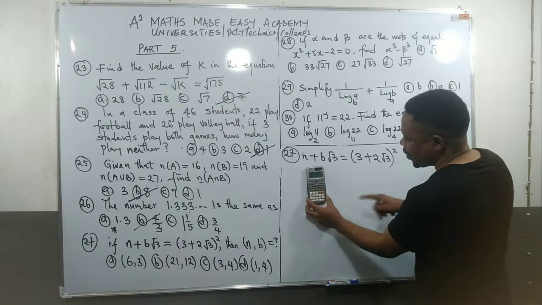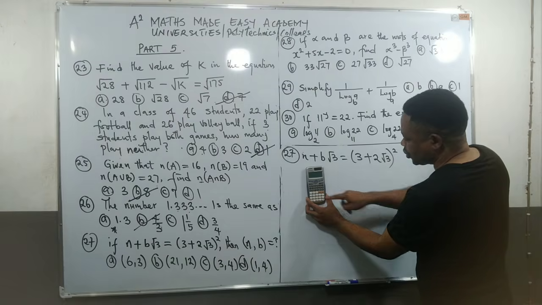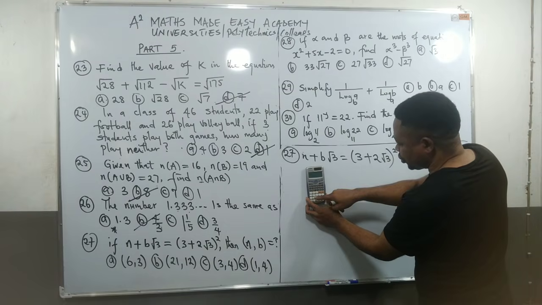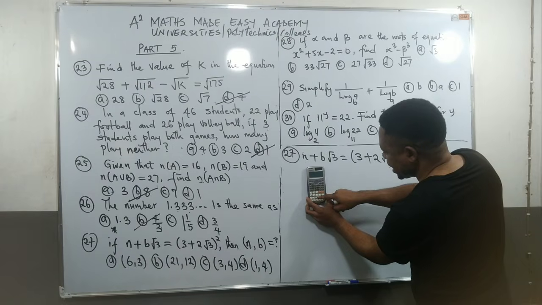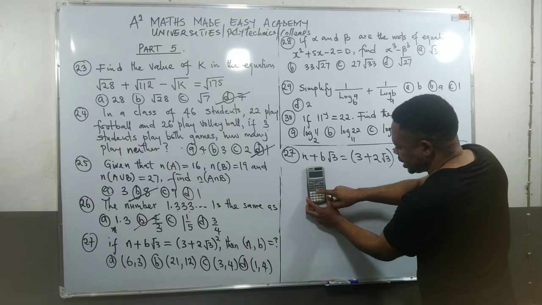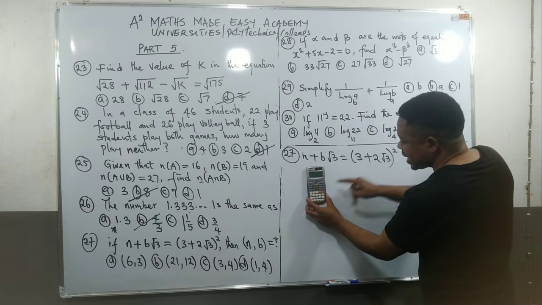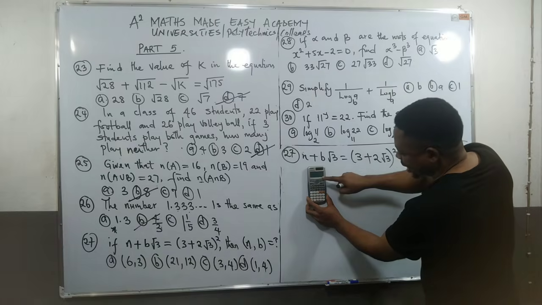Punch open bracket followed by 3. Are you there? Then you punch plus, followed by 2. Are you there? Punch root 3. Are you with me? Navigate out. Then close the bracket. The next thing is the squared key, x squared. Punch the squared key. Finally, punch equal to. Can you see? Wow, the answer has appeared.